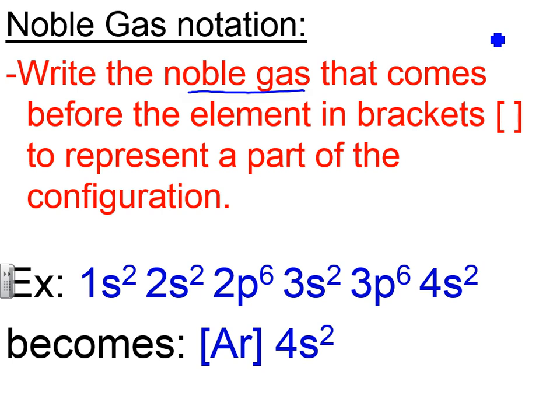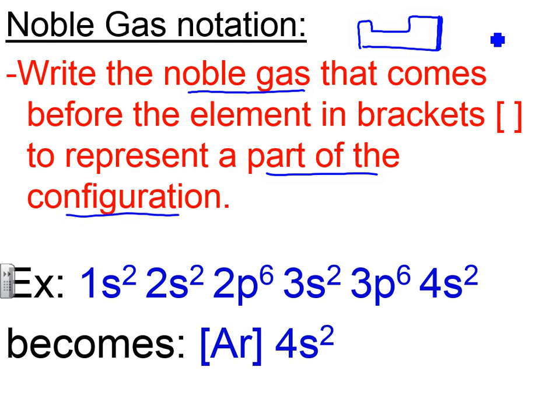Now, let me show you where the noble gases are. The noble gases are actually the very last group on the periodic table. So here's your periodic table, and as you'll see, the noble gases are the very last group. We'll put that in brackets, and that will represent a part of the configuration. So here is an example.